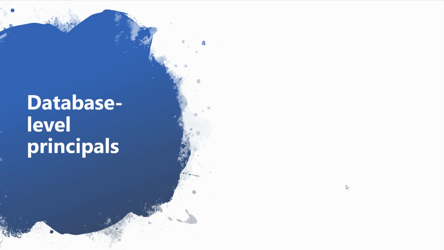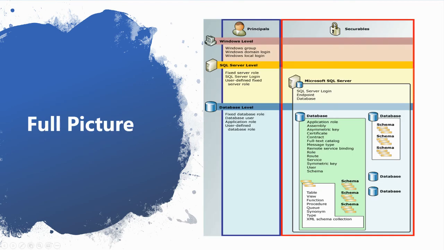Database level principals. At the database level, you can have a database user as a principal, and a database role or application role can be another principal. So if you go to the full picture, you can see the database level hierarchy over here.